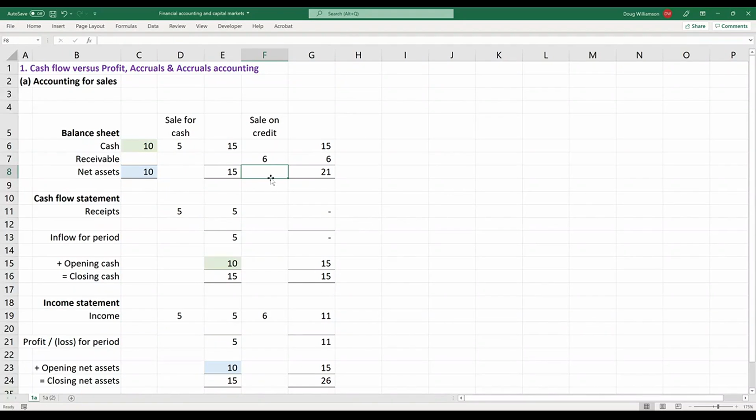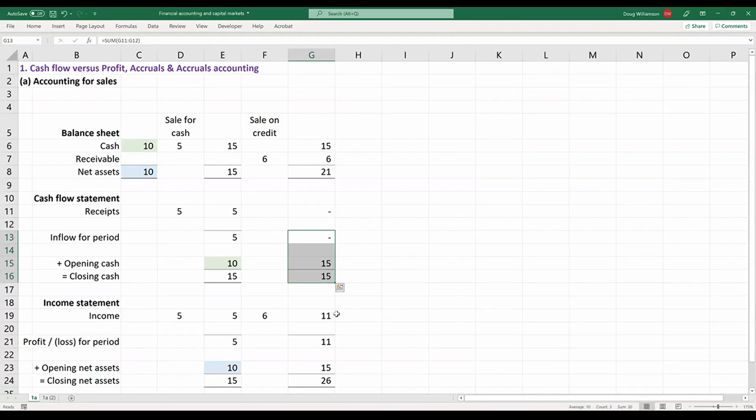So our cash hasn't moved from the credit sale, starts at 15, closes at 15. So our cash flow statement is nothing paid, nothing received. The inflow for the period was none. So the opening and closing balances are both the same.